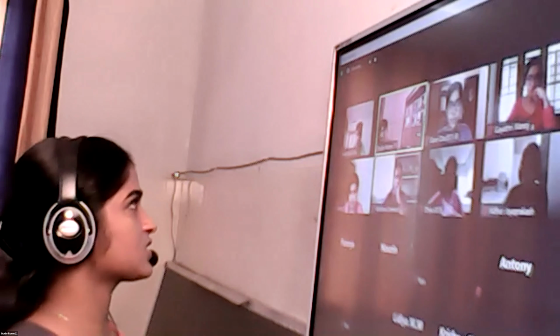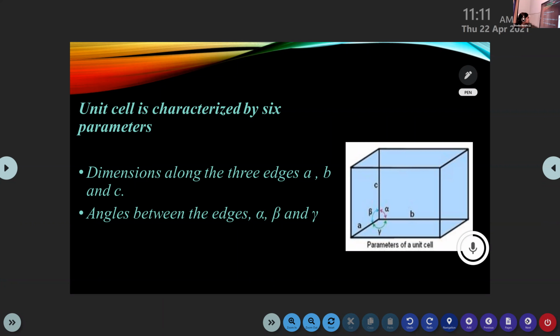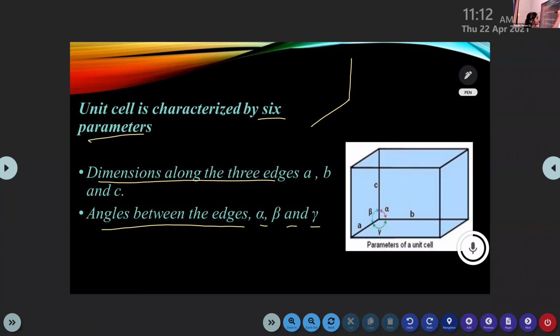A unit cell is characterized by 6 parameters. That is the dimensions along the 3 edges A, B, and C, and the angles between the edges alpha, beta, and gamma. There is one corner in each crystal lattice, and it will be arranged in 3 dimensions.